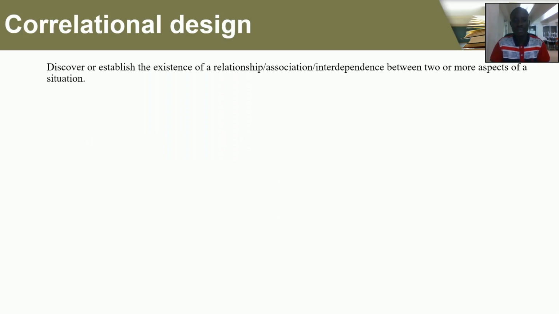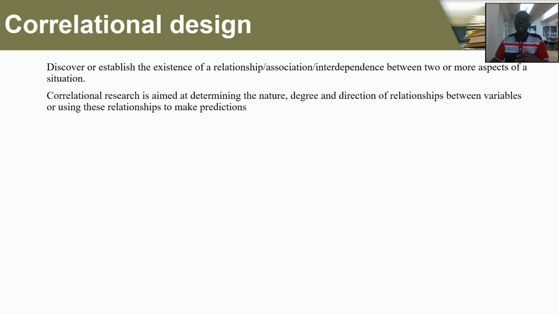Correlational design is to discover and to establish the existence of a relationship, association, or interdependency between two or more aspects of a situation or variables. A correlational research is aimed at determining the nature, degree, and direction of the relationship between variables, or using the relationship to make predictions. So as I said, they want to know, for instance, the relation drinking or smoking has with heart disease.